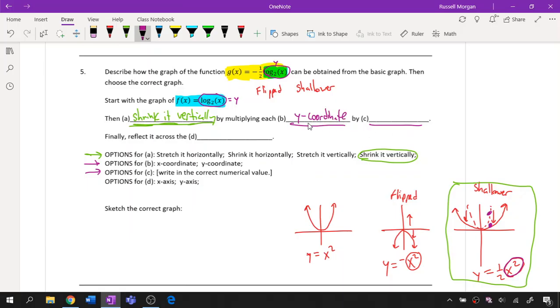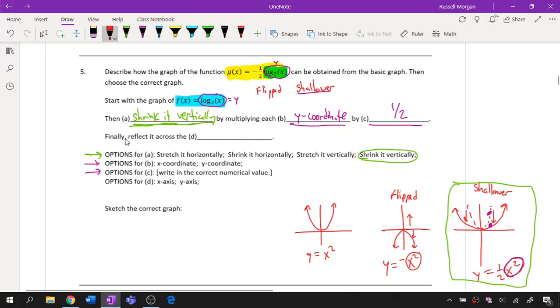And we cut it in half by multiplying each y coordinate by, well, we're supposed to write in the correct numerical value. What did we multiply it by? Well, it looks like it's multiplied by half. So it is 1/2. Notice, even here, I don't care that there's the negative there yet. I'm just focused on multiplying by half, which will make the shallowness. And then we're going to do the whole flipping, it looks like.